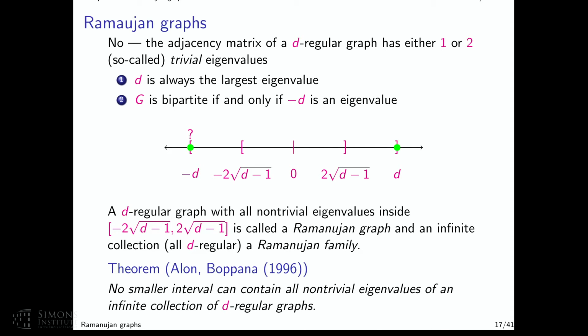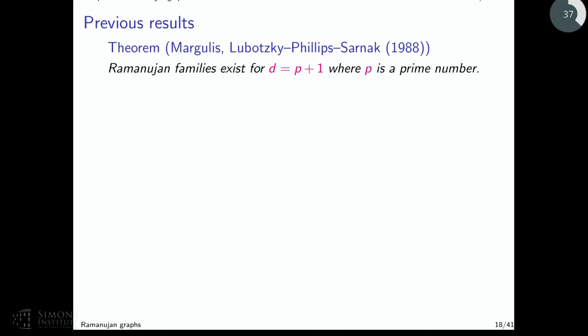And the famous theorem of Alon and Boppana says that you can't do any better than this. So if you have any smaller interval, you cannot possibly contain all of the non-trivial eigenvalues of an infinite collection of d-regular graphs. So this is the best you can hope for. The question is, can you do it?